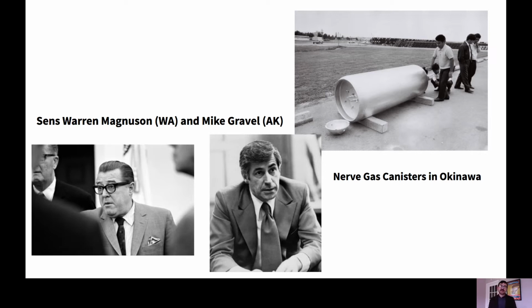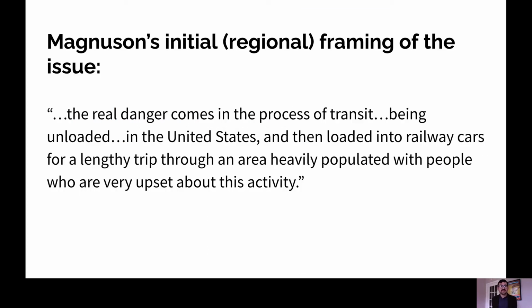At which point, Senator Mike Gravel of Alaska raised the same sort of alarm. And the initial way that Magnuson and Gravel talked about this issue was really as the problem of something that would affect their constituents. So I want to just give you an example of how they started talking about this issue. This is Magnuson's speech in the Senate. He said that, quote, "The real danger comes in the process of transit, being unloaded in the United States and then loaded into railway cars for a lengthy trip through an area heavily populated with people who are very upset about this activity." He's talking about his constituents who are writing him appropriately freaked out letters.